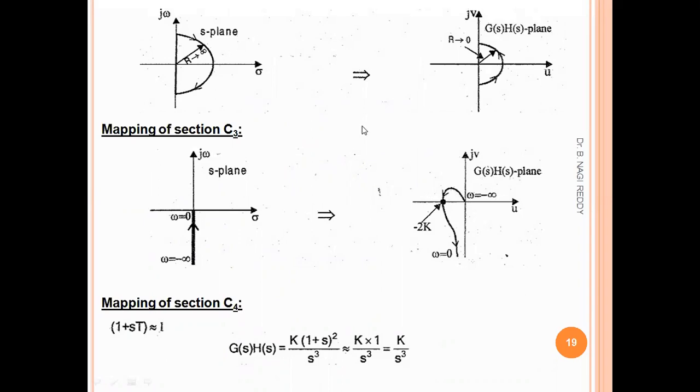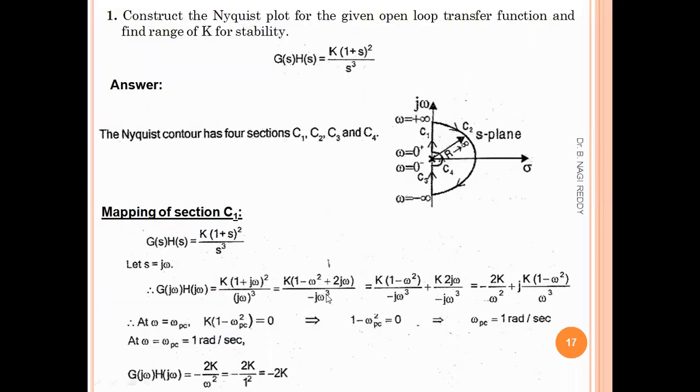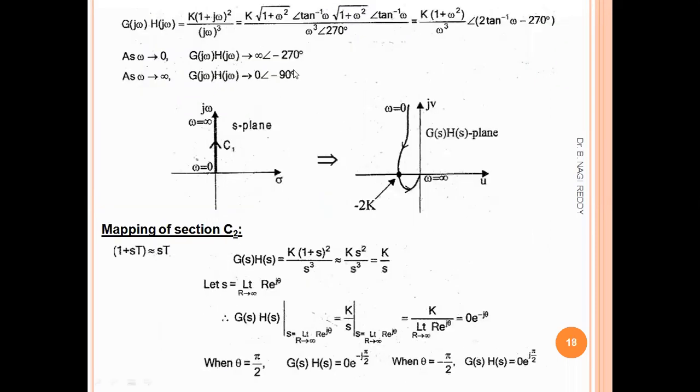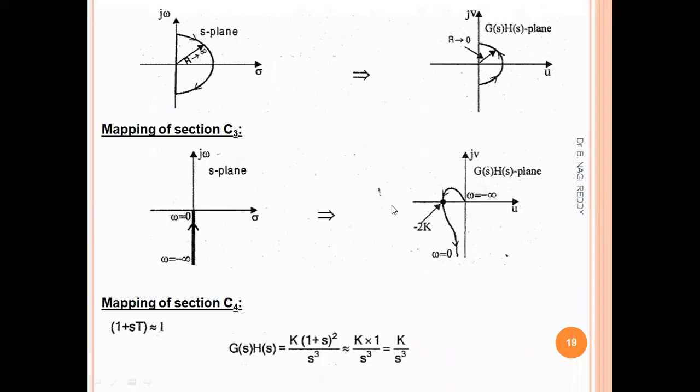For C1 we are getting from top to bottom. For C3 it is opposite, which is the mirror image, from bottom to top. So by writing the small sentence, you can skip the complete calculation we have done in C1. This entire calculation can be skipped by writing the same sentence. You can see here, this is the G(s)H(s) plane, and here it will be like this. So write that statement and draw the graph. Save the time. So this is for section C3.